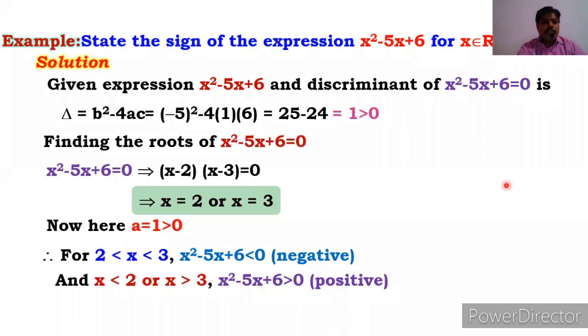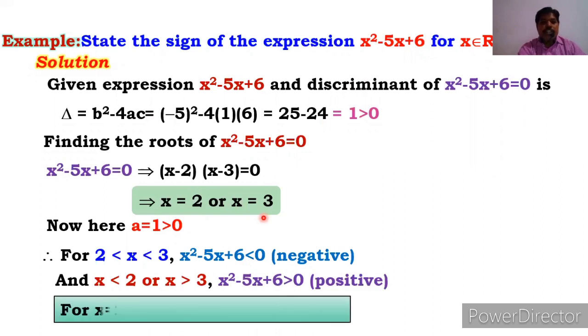And not only these two, if x is equal to 2 and x is equal to 3, then the expression will become 0 also. Why? Because x is equal to 2 and x is equal to 3 are the roots. If you substitute x is equal to 2 and x is equal to 3 in the given equation, it will become 0. So three cases: the first one is negative, the second one is positive, and the next one is 0. Three cases arise when delta is greater than 0.